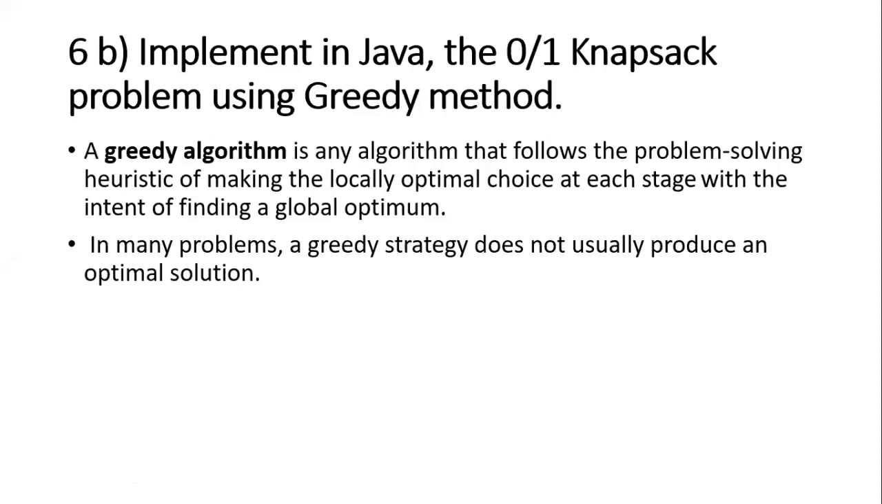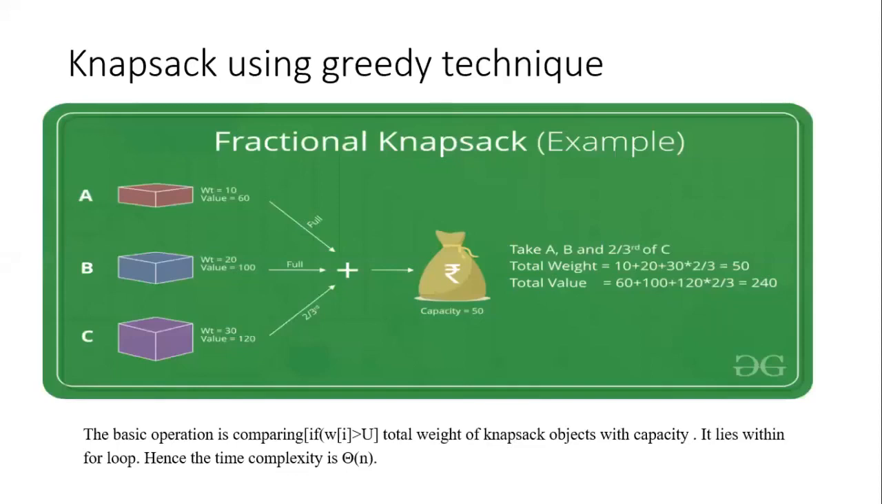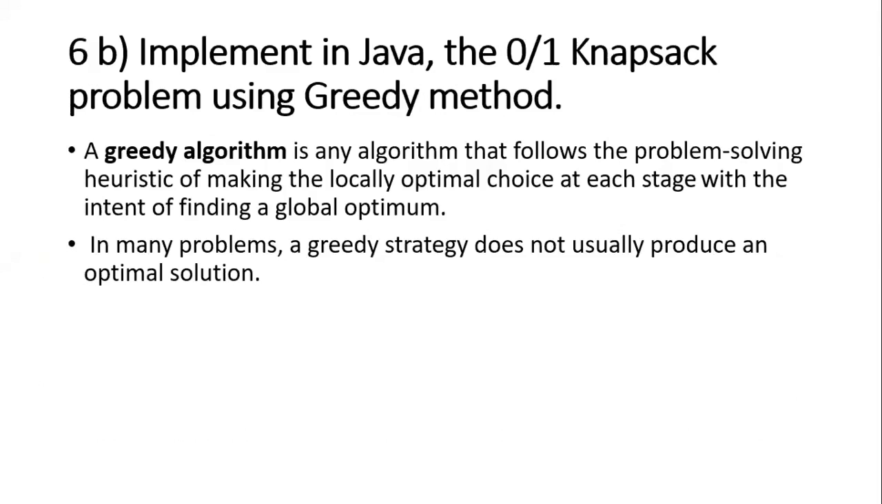In many problems, a greedy strategy does not usually produce an optimal solution. Yes, we have experienced it in the coin changing problem. We already know that the greedy method doesn't always give the optimal solution. So this is the knapsack. We know what a knapsack is, correct? So there will be values and I can fill it. So 0-1 knapsack means that I cannot add a fractional value. Okay, that is 0-1 knapsack.